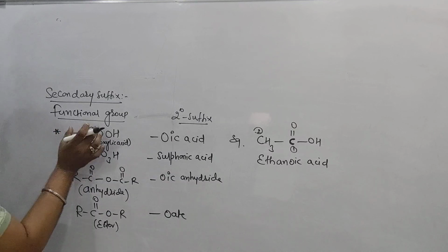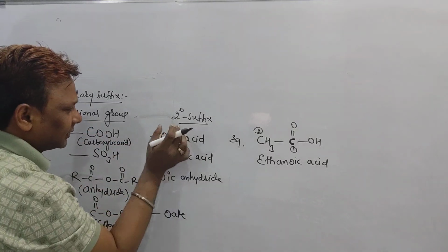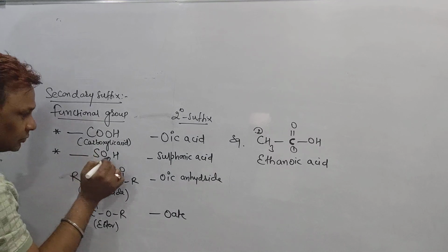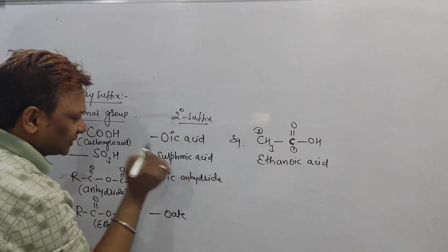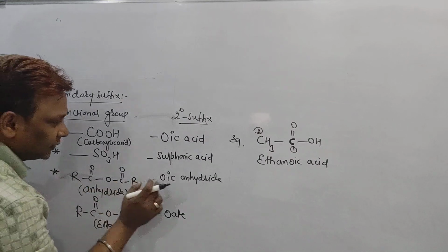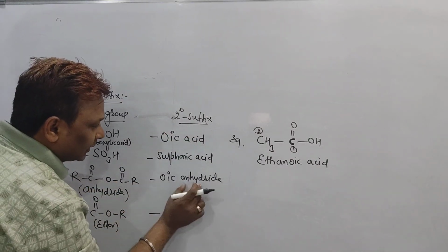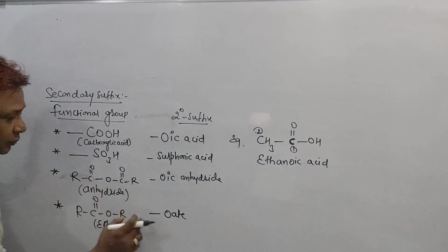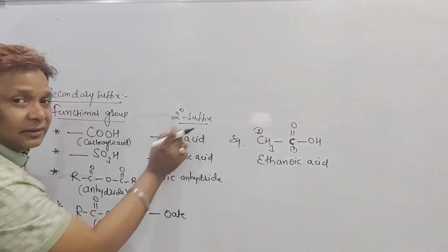If a carboxylic acid functional group is there, you should write the secondary suffix as "oic acid". If sulfonic acid is the functional group, you should write the secondary suffix as "sulfonic acid". But if anhydride is the functional group, you should add "oic anhydride" as a secondary suffix, and if ester is the functional group, you should write "oate" as a secondary suffix.